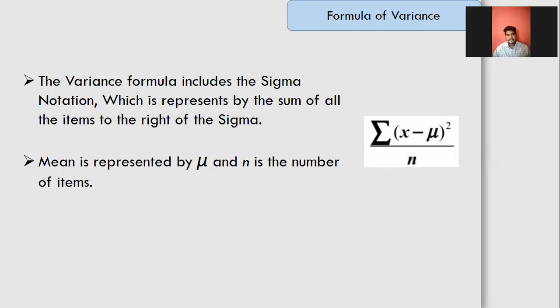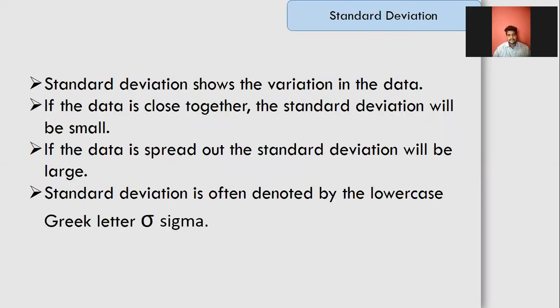The formula of variance includes the sigma notation, which is represented by the sum of all the items to the right of the sigma. Mean is represented by mu, which is the population mean, and n is the number of items.